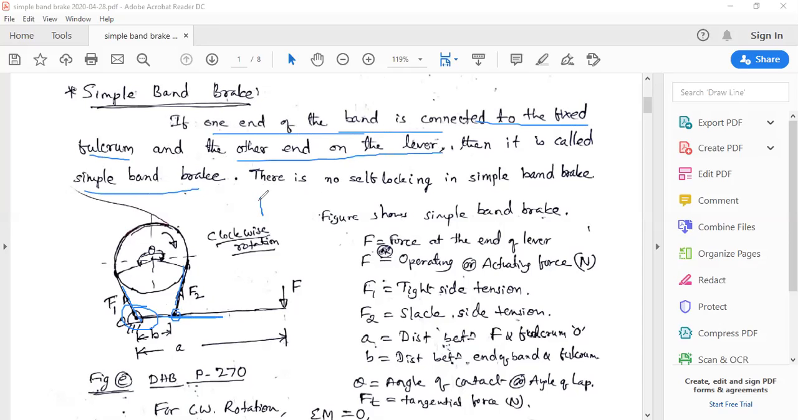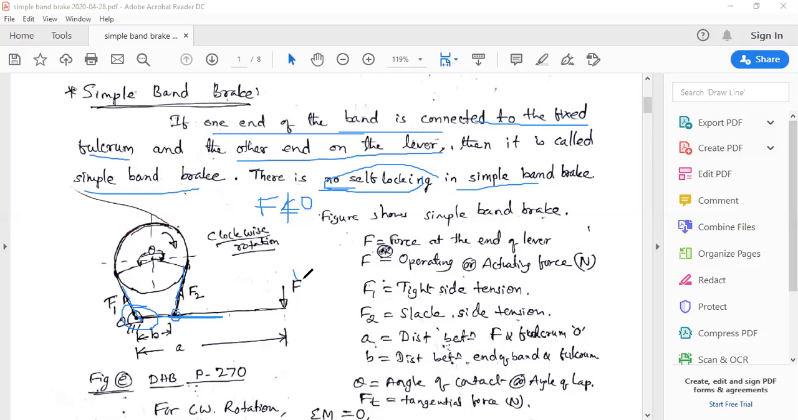In the previous discussion we have come across, if the value is less than or equal to 0, then the brake is said to be a self-locking brake. But here there is no self-locking condition that is attained, that we will see in the next session. No self-locking means this value will not be negative nor 0, so there is no self-locking condition that is satisfied here.